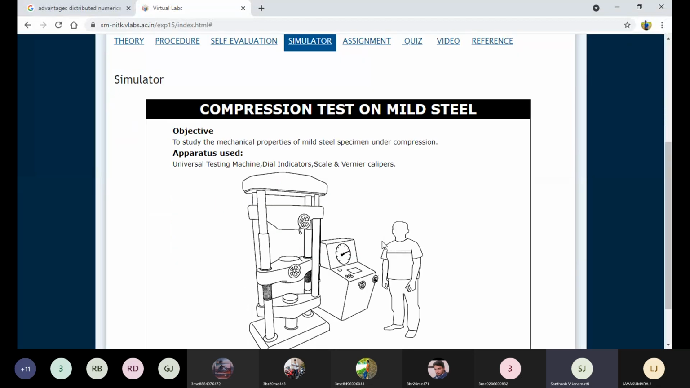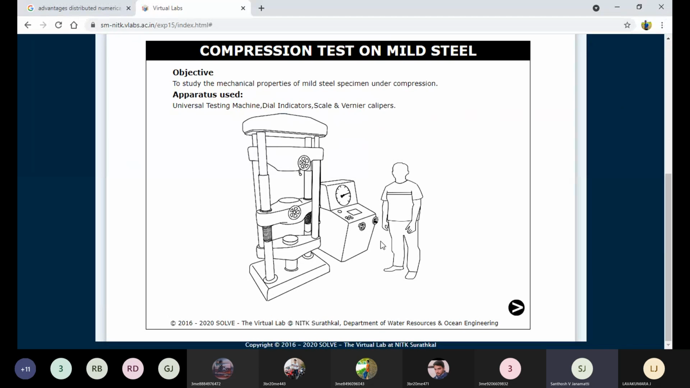However, we have time tomorrow also, so we will take the simulations once again. I hope you understand how to conduct this. Yes, sir. These are the simple steps involved in conducting the compression test.